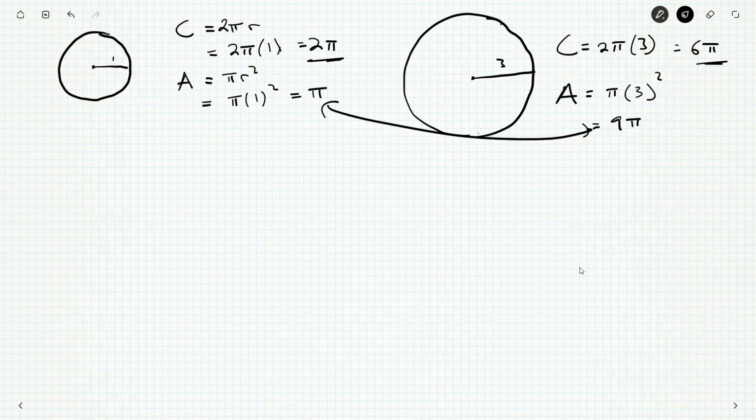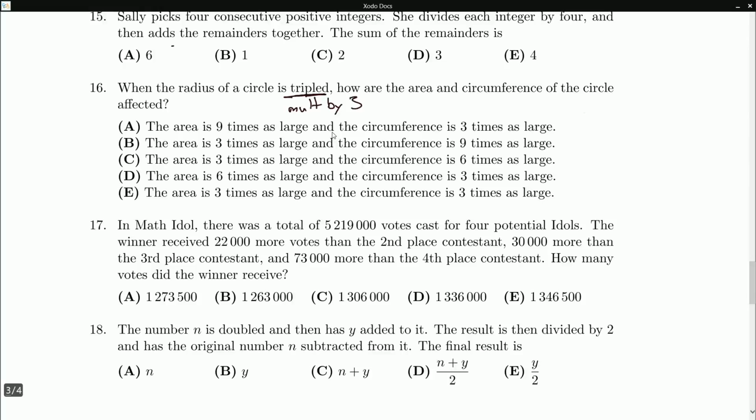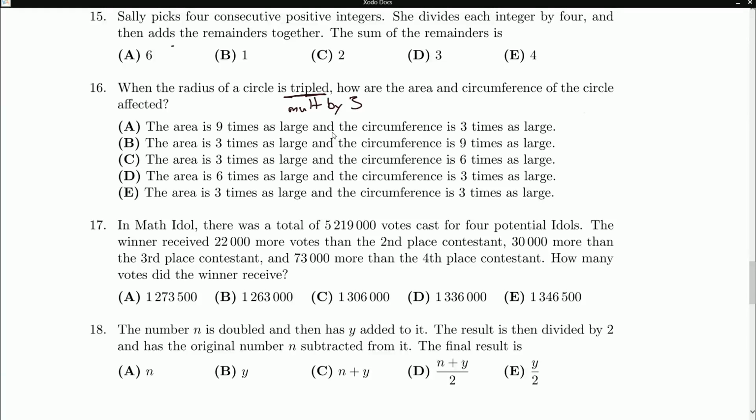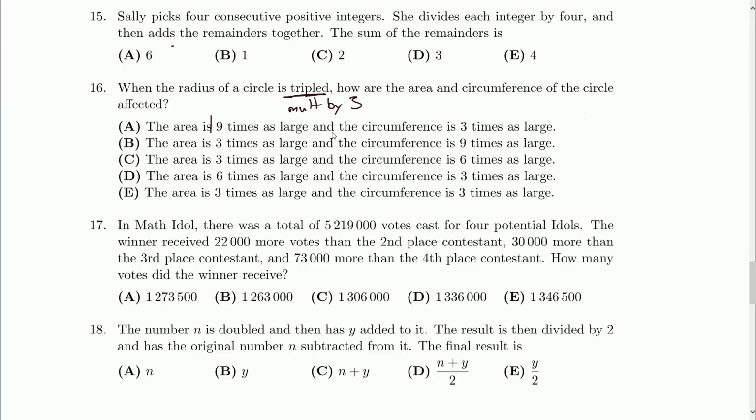Okay. So if we go back, we read our possible answers. So we have things like the area is 9 times as large, the area is 3 times as large, the area is 6 times as large. We know the answer is the area is 9 times as large. Only one of these has that. So automatically the answer is A. But we can double check. They also say the circumference is 3 times as large. Yeah, that's true. That's what we found out.